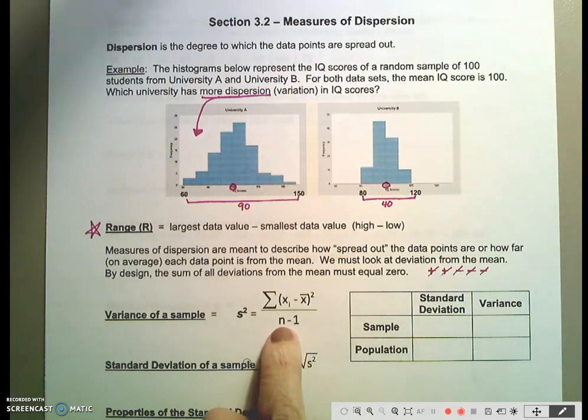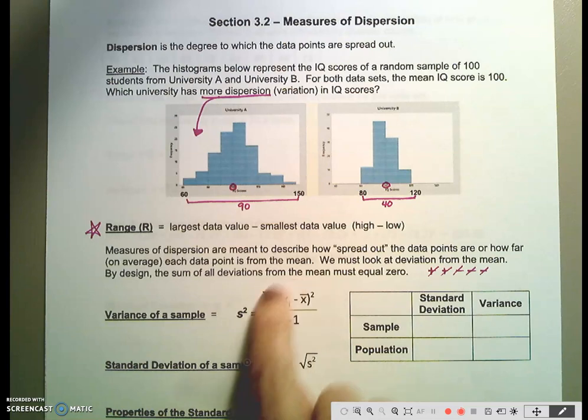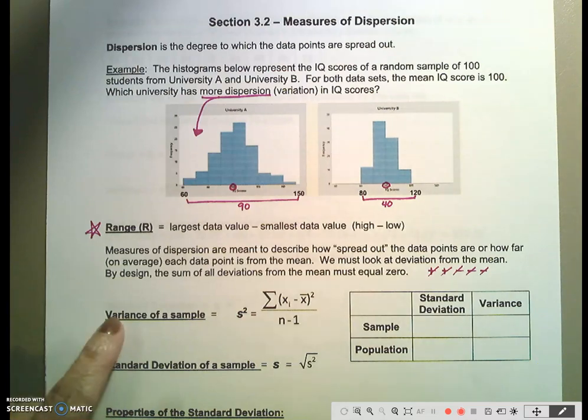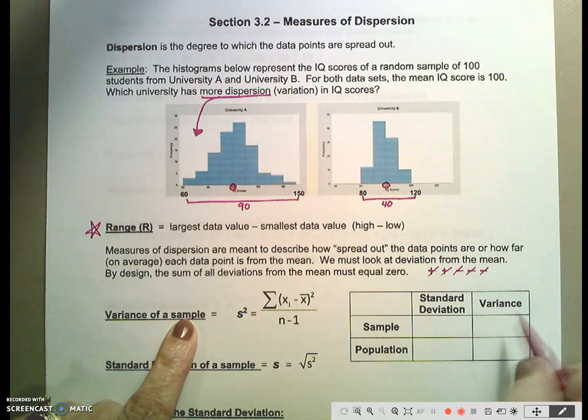But it's the sample size minus 1. And that's how we calculate this. This is average deviation from the mean, but they're squared. And so the symbol we use is S squared, and that's if it's a sample. So if you're doing a variance of a sample, you use an English letter, that's S squared. I'll go ahead and start filling in my table.